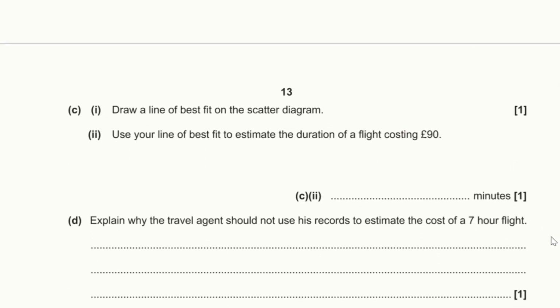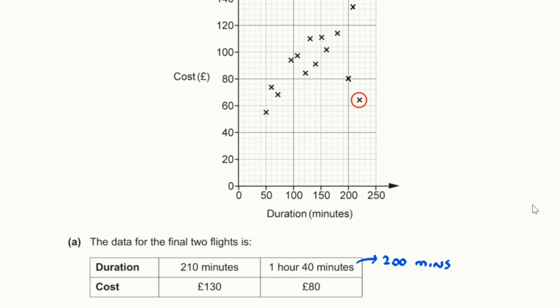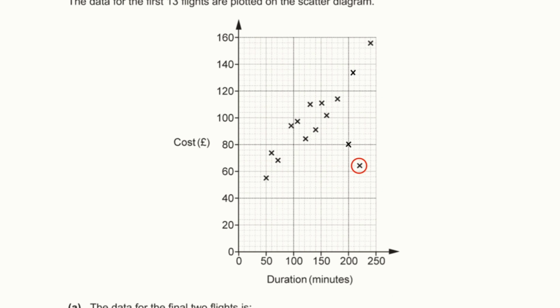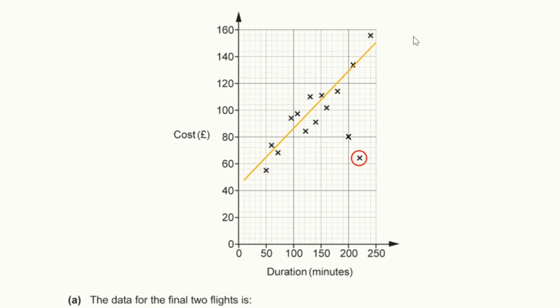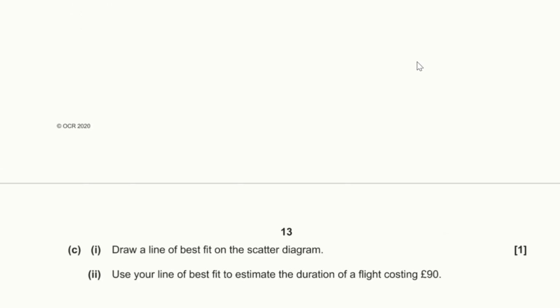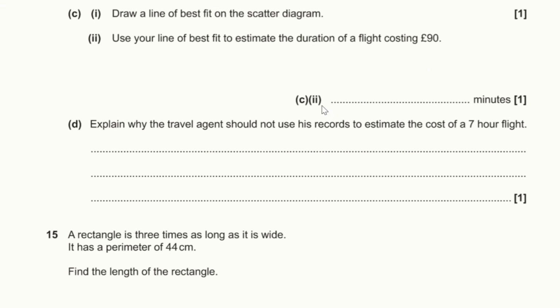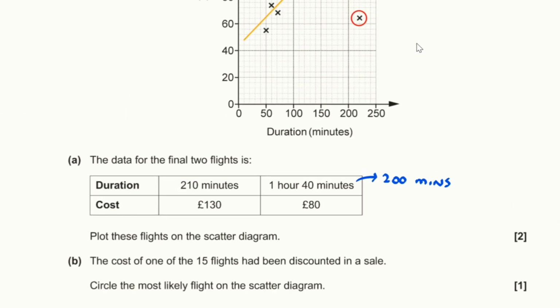Next, we have to draw a line of best fit. So if I go back to my diagram, if I draw a line of best fit, we want it to go through as many points as possible. We want roughly the same amounts above the line as we have below the line, as we see here. Here is our line of best fit. And then we have to use the line of best fit to estimate the duration of a flight costing £90.